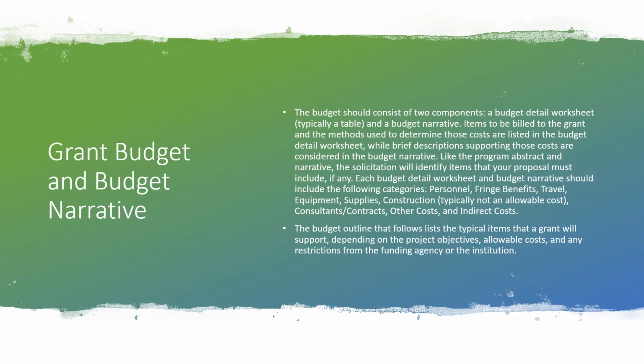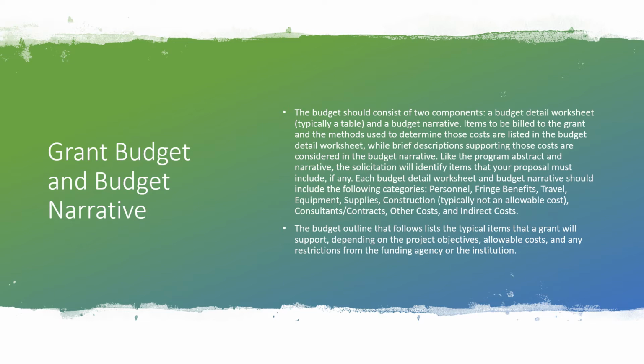There are two parts of your budget. There's the grant budget, which you can think of as a budget worksheet. That's often a table. And there's a budget narrative. The budget narrative is where you justify why you're spending that money on that thing, right? So items to be billed to the grant and the methods used to determine those costs are listed in the budget detail worksheet, while brief descriptions supporting these costs are considered in the budget narrative, right?